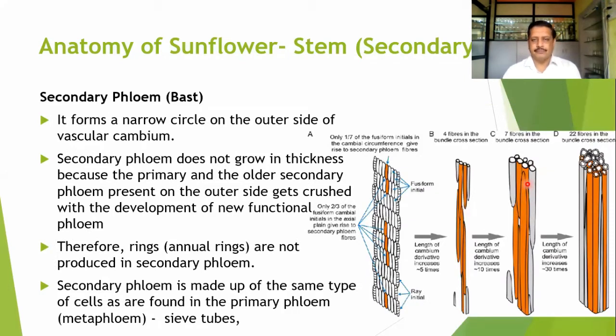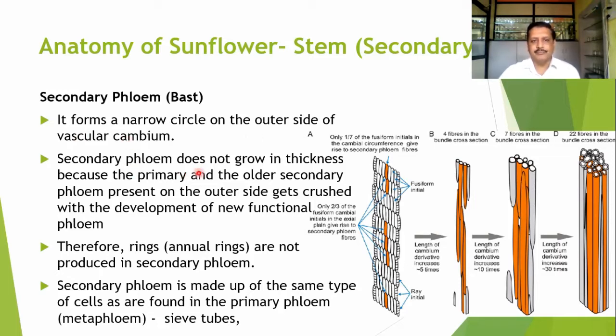Then what is secondary phloem? जसं आपण secondary phloem मध्ये काय होणार आहे? These are normally the again parenchymatous cells and forms a circle outside of the vascular cambium. त्याची एक रिंग तिथे डेव्हलप होणार आहे.